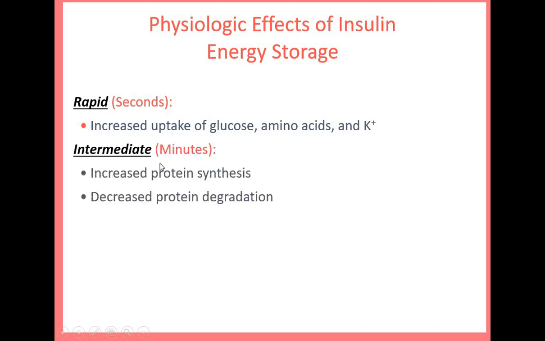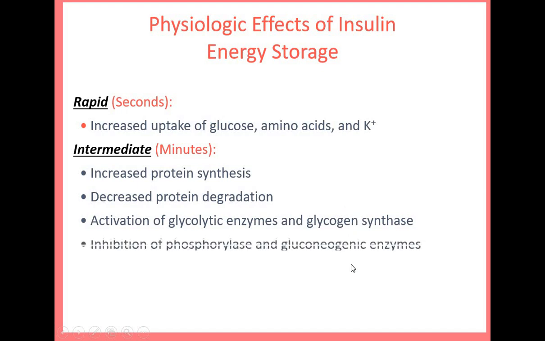Intermediate action, within a few minutes, it may increase protein synthesis. It is an anabolic action, and it decreases catabolism. You can just see that. Similarly, there is activation of glycolytic enzymes, so the utilization of glucose is increased, as well as the glycogen synthase enzyme. So once glycogen synthase enzyme is more, more glucose can be converted into glycogen. Finally, it inhibits the catabolic processes, that means phosphorylase and gluconeogenic enzymes, right?